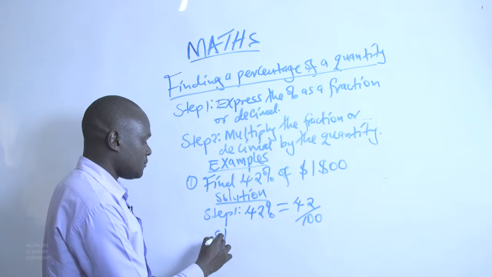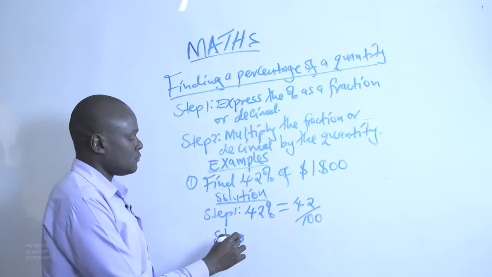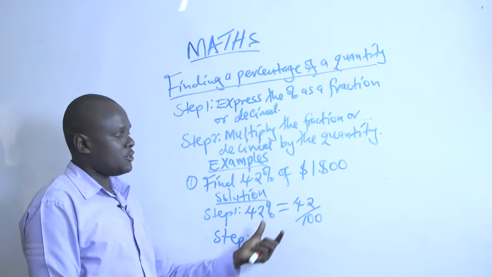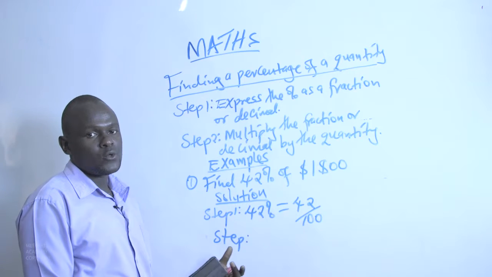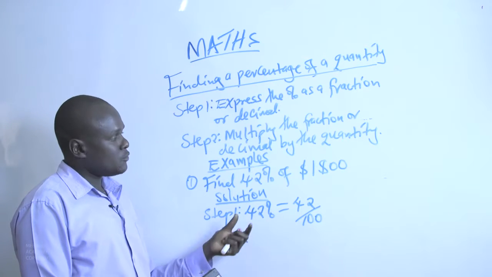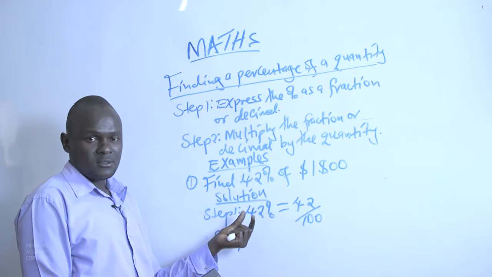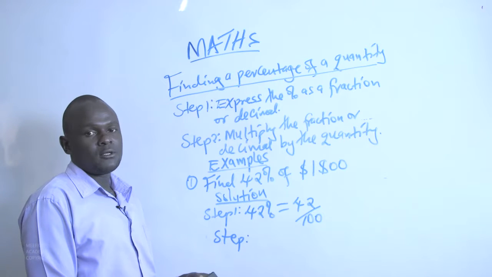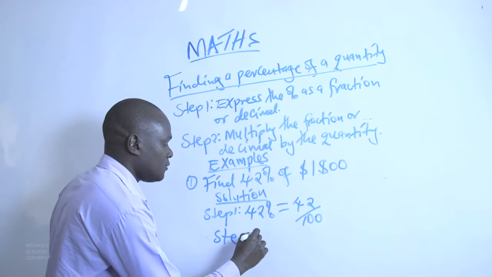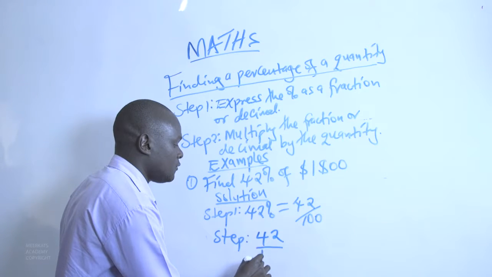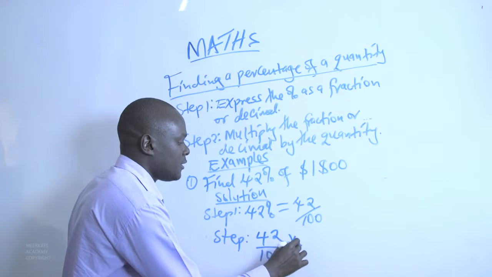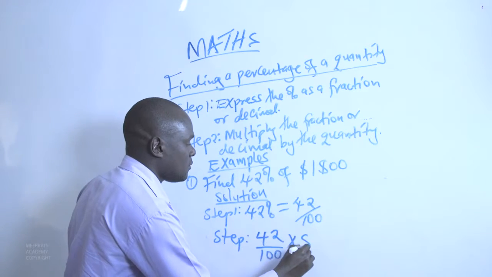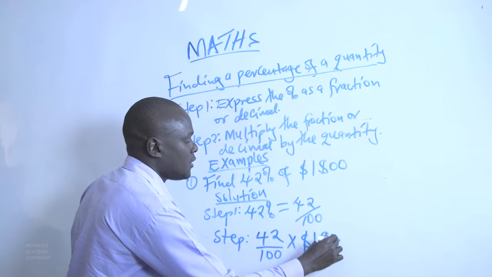Then the second step, we multiply this particular fraction or decimal with the quantity that we are given. We want to know this 42% represents which amount in 1,800 pounds. This will be 42 out of 100 multiplied by 1,800 pounds.